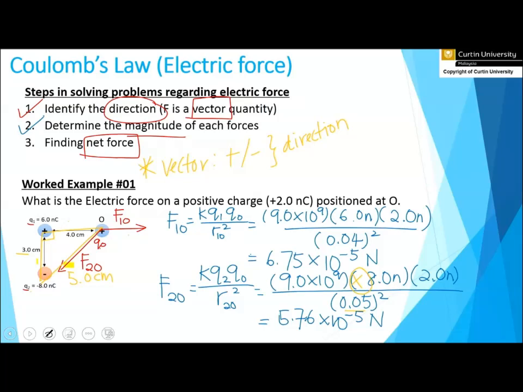Now we have to look for our net force. If you recall what you have learned in semester 1, force is a vector, right? So when it comes to vectors, we have to look for the directions. If they are going in the same direction, we add together. If they are going in opposite directions, we have to subtract. Now in this case, which is two-dimensional, my F1O and my F2O are not falling on the same line, correct? So we cannot straight away add or subtract.